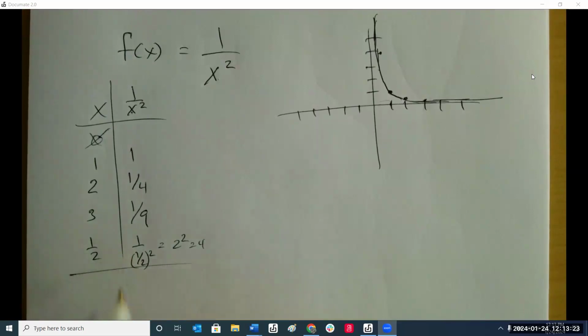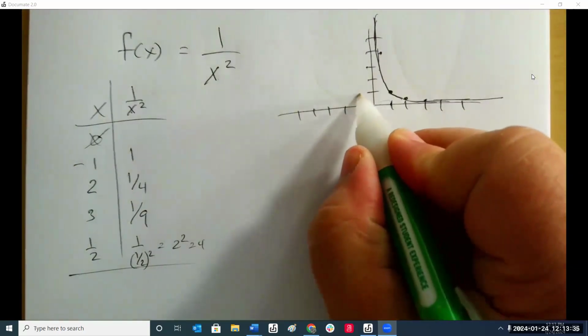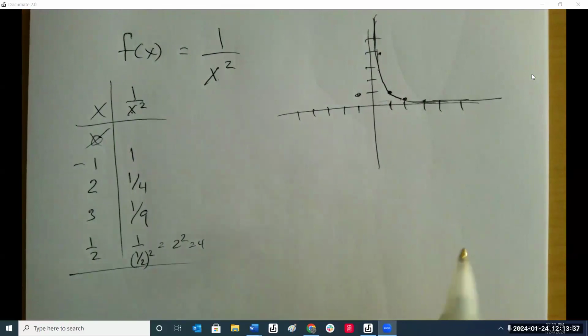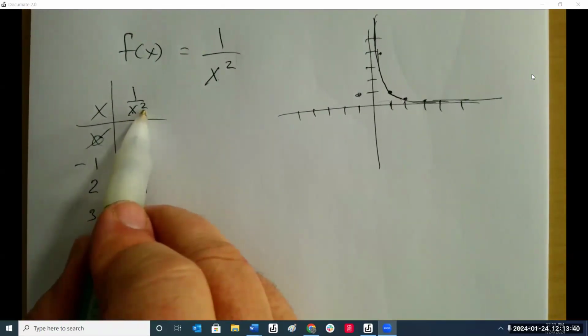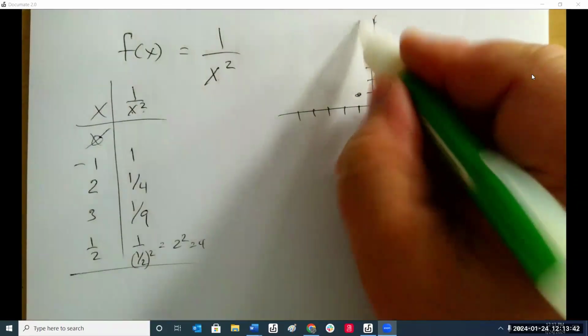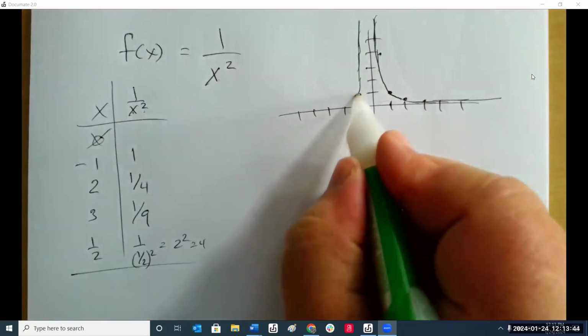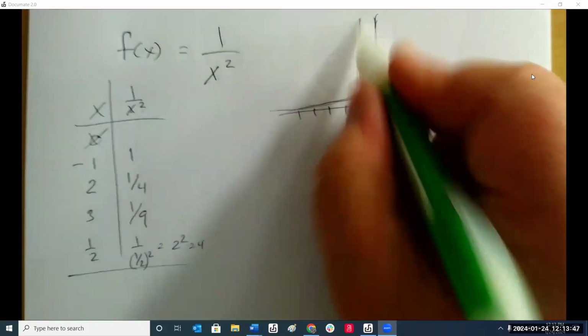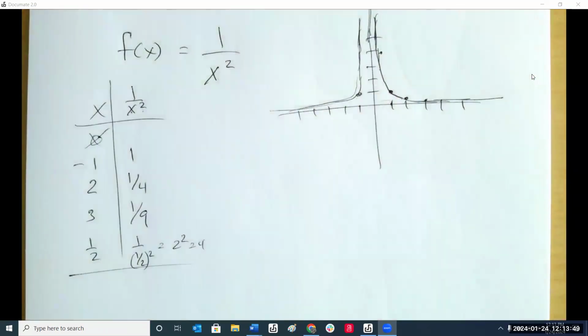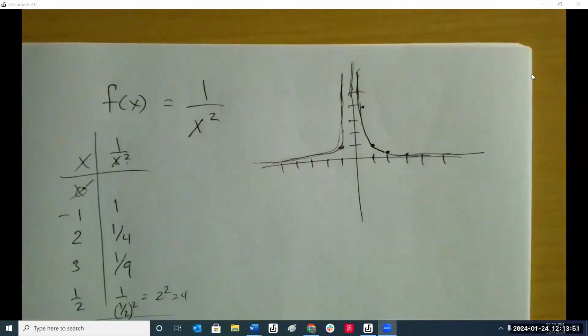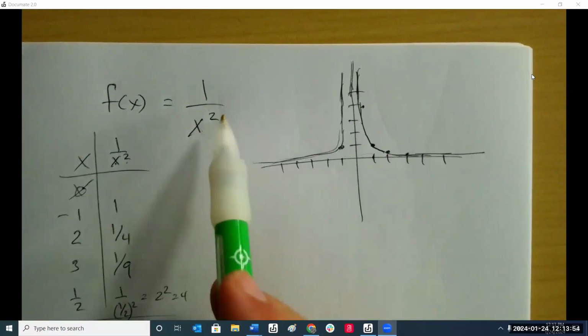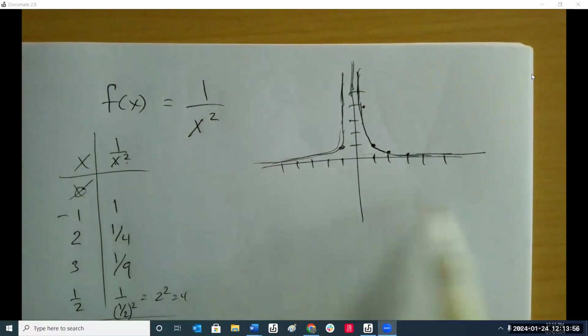How about the negative side? If I put -1 in there, what happens? It's going to be a positive. It'll be +1. So anytime I put a negative number, it becomes positive. So it's simply going to be a mirror of the positive side. It's what I call the Atari symbol. It looks like the Atari symbol.